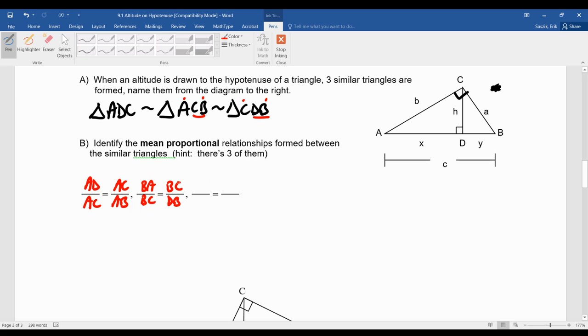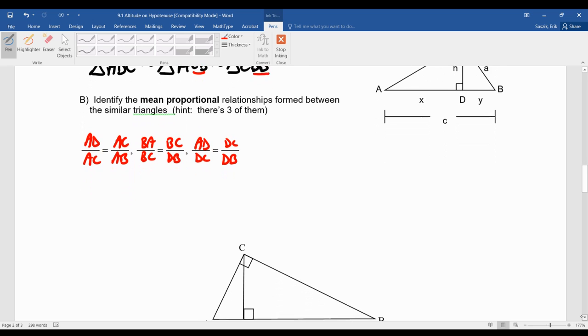And then there's one, see, the BC is the mean proportional because it's the same. And then there's also one more at the end, comparing these two triangles. Don't worry, I'm going to tie this all together in just a moment. Okay. So, check this out.